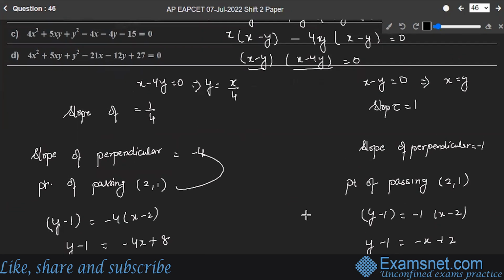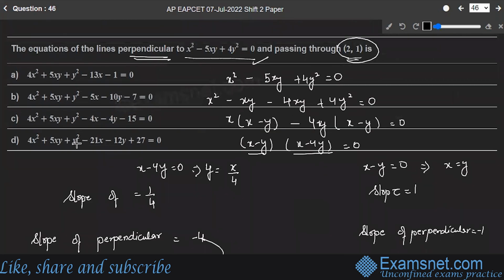So let's check with the options. Okay, option D is the correct answer. Hope this is clear to you. Let's move to the next question.